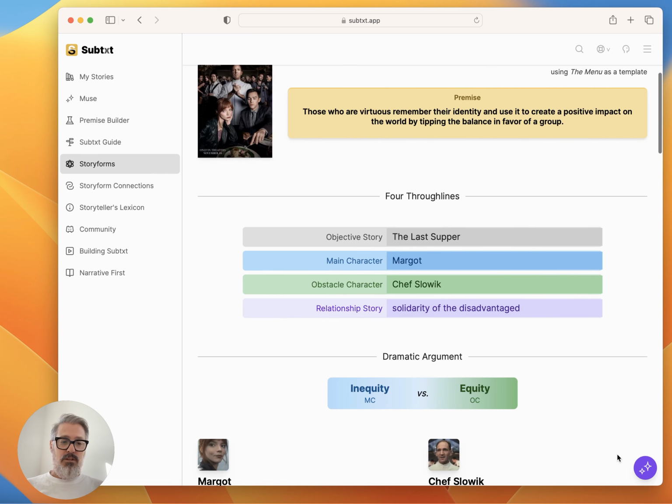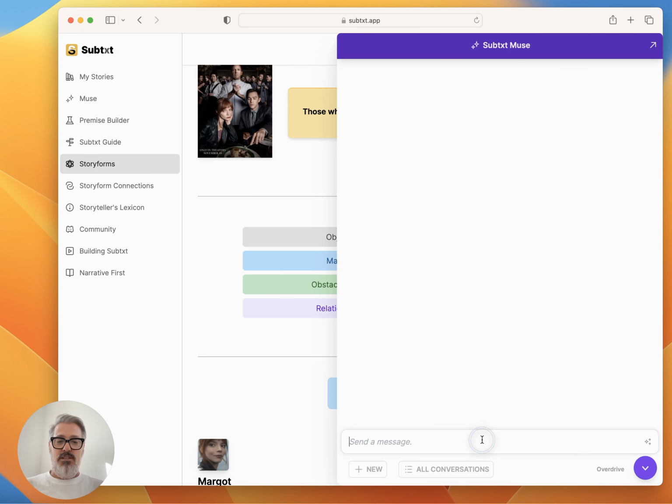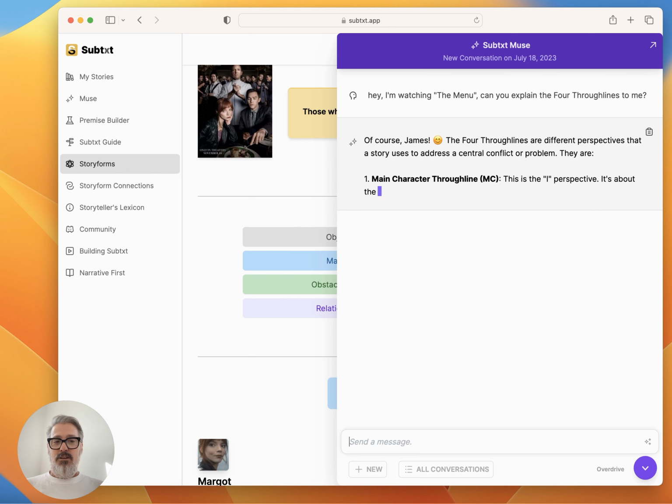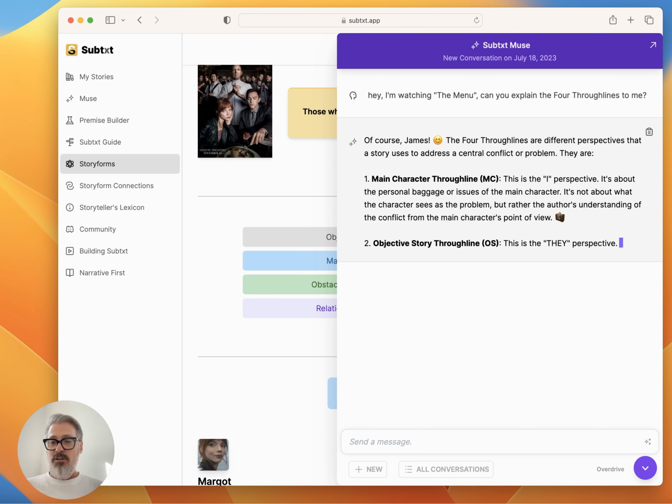The first thing you might want to do is just pull up Muse here and just say, hey, I'm watching The Menu. Can you explore throughlines? Now, this is Muse. Muse is your always on hand narrative expert who knows everything there is to know about narrative structure and has been trained on the last 3 decades of deeply meaningful storytelling.